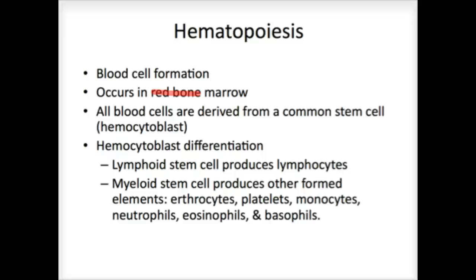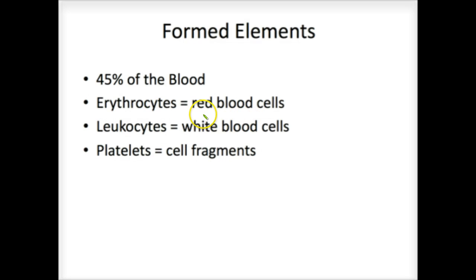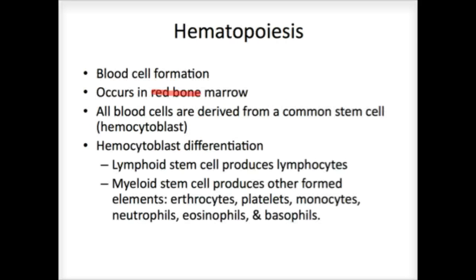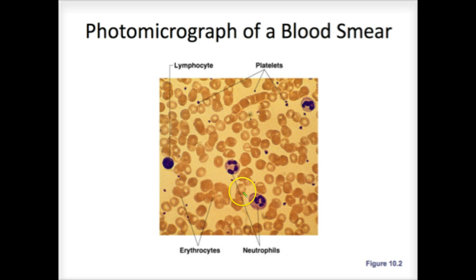Now, every single blood cell, so every single formed element, red blood cells, white blood cells, and the platelets, are formed from a single common stem cell, and that stem cell then differentiates into the different cells that we observe within our blood. Notice here that we have a primary division, so the hemocytoblast forms lymphoid stem cells that then produce our lymphocytes, and then it forms what's known as the myeloid stem cells, which then produce the rest of our cells. So we have these various things.